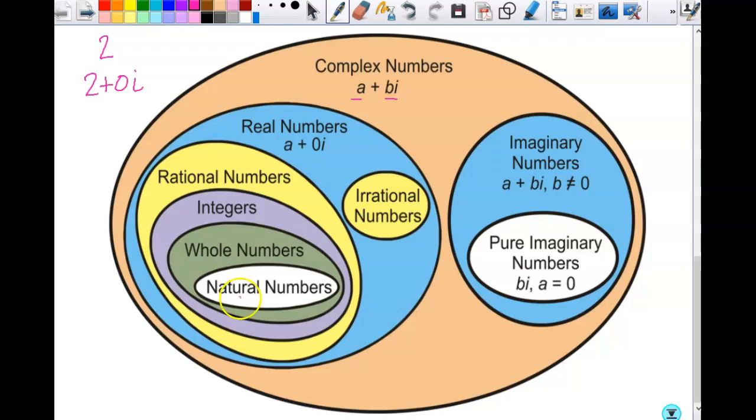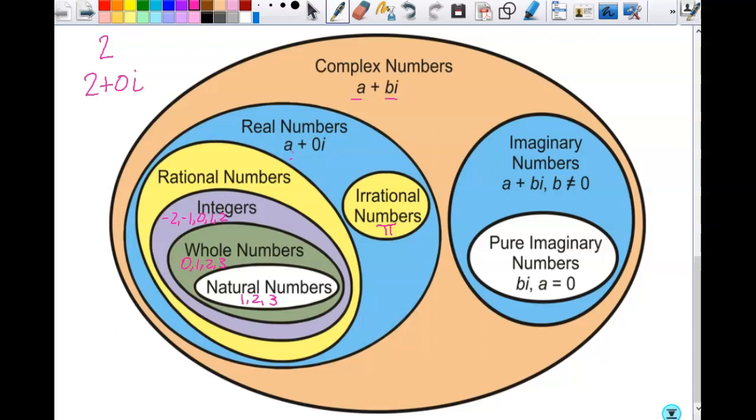Your natural numbers are your counting numbers, like 1, 2, 3, 4. Your whole numbers add 0 to that: 0, 1, 2, 3, 4. Your integers add the negative ones, so -2, -1, 0, 1, 2. And then rational numbers can be written as fractions, decimals. And then you have irrational numbers kind of by themselves. These are like pi. Pi is a good one. So here, all of these are real numbers, but could still be written as complex numbers.